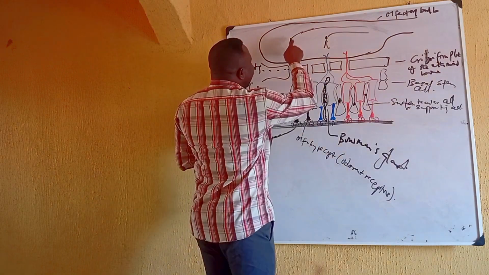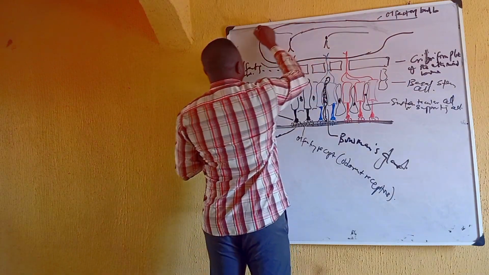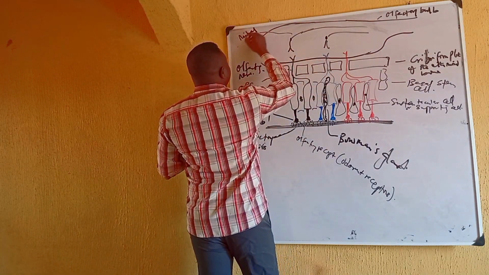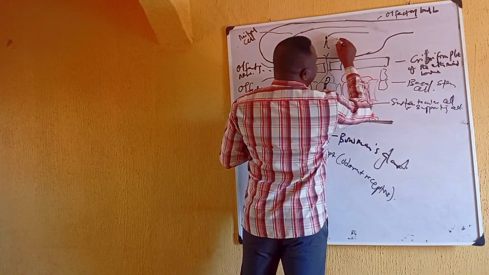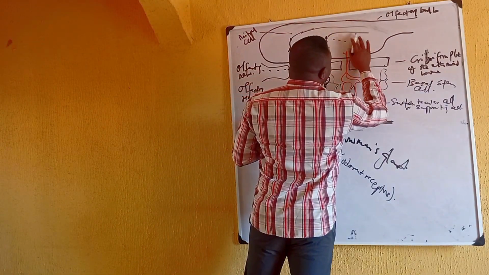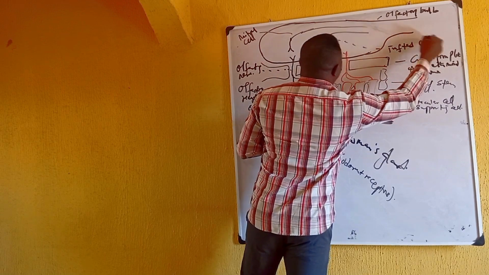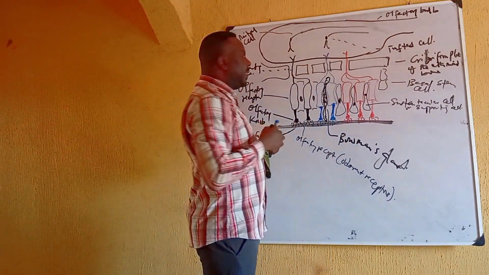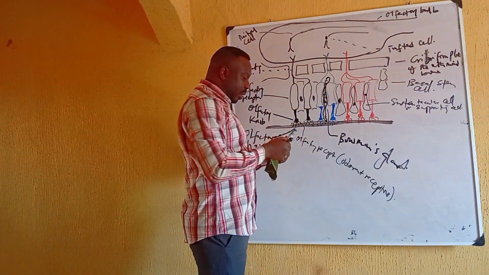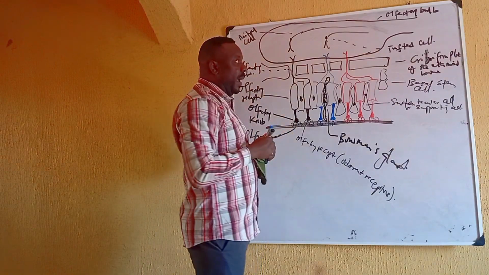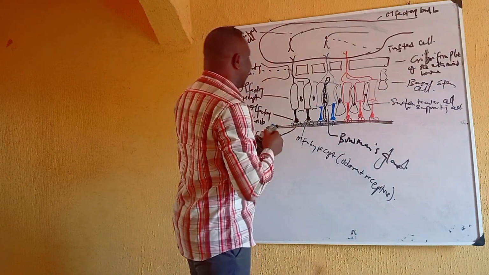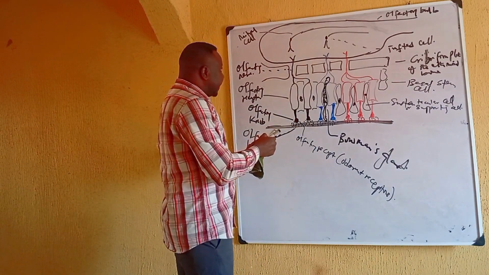Now, this is the mitral cell. This is known as the tufted cell. And then, of course, we have the granule cell, and then we also have what we call the periglomerular cell. I will present that on the board as the lecture progresses.